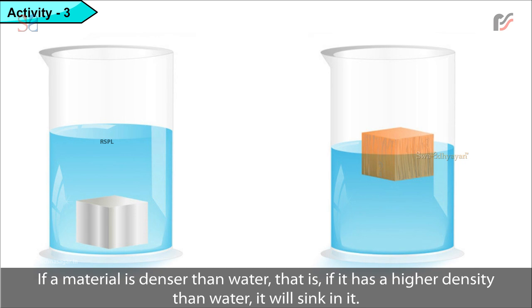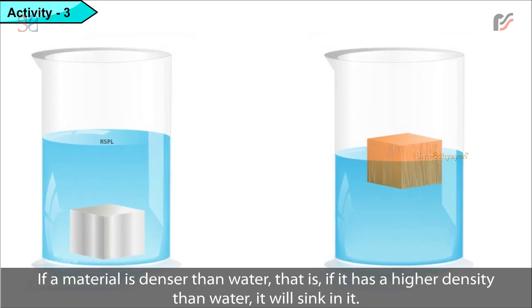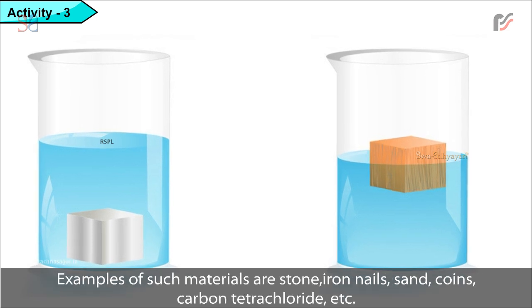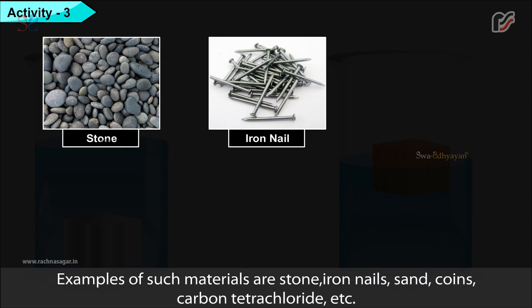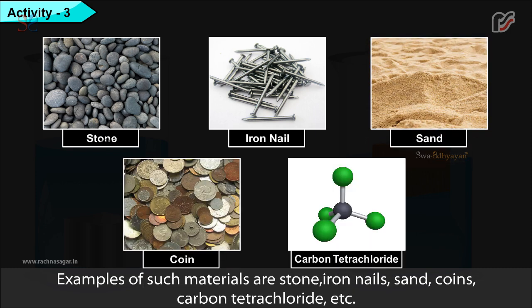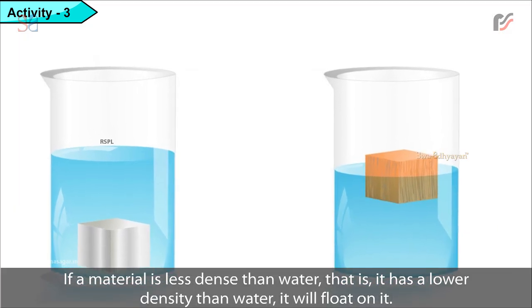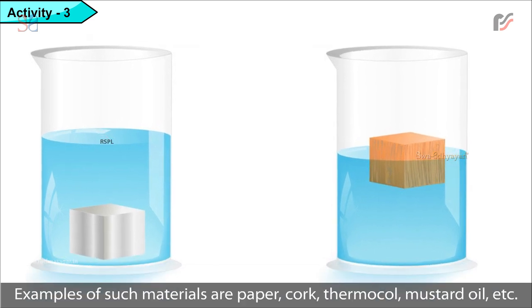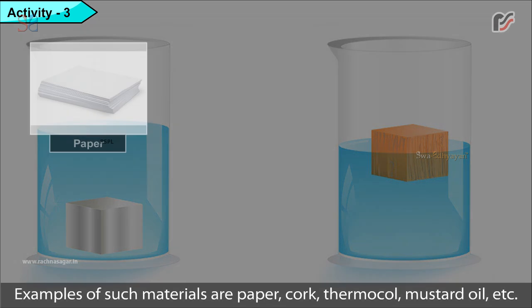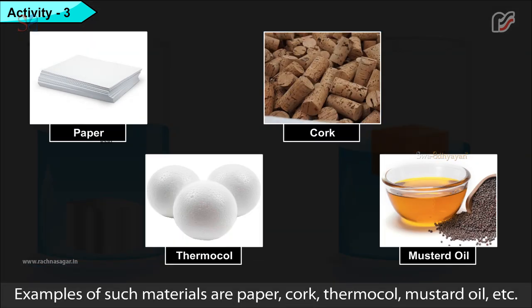If a material is denser than water, that is, if it has a higher density than water, it will sink in it. Examples of such materials are stone, iron nails, sand, coins, carbon tetrachloride, etc. If a material is less dense than water, that is, it has a lower density than water, it will float on it. Examples of such materials are paper, cork, thermocol, mustard oil, etc.